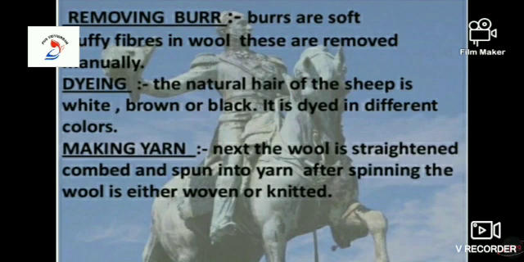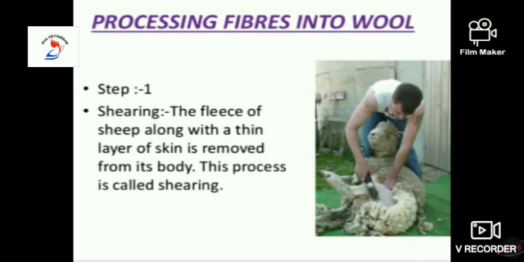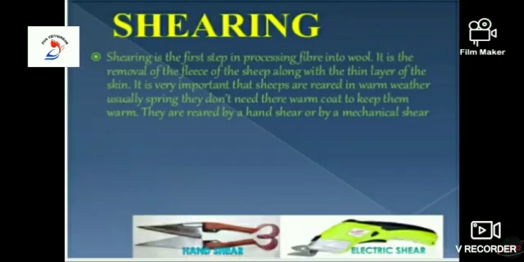So the next is making yarn. Next the wool is straightened, combed and spun into yarn. After spinning, then looming. Then shearing. Shearing is the first step in processing fiber into wool. Let's recollect the steps once again.